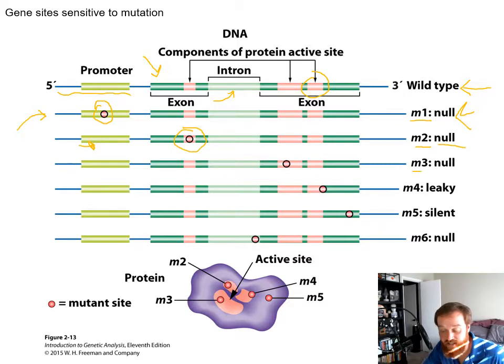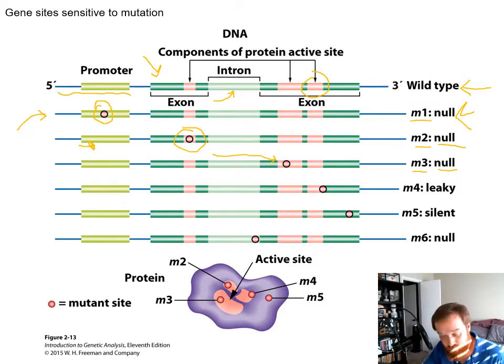M3 is just another example. Since there's multiple catalytic binding spots on this protein or within this gene, we see that these mutations can happen at any of those binding sites, and we can still get a null phenotype from that gene. So it doesn't matter what binding site the mutation's in, if it's in one of them, it can still have the same effect.